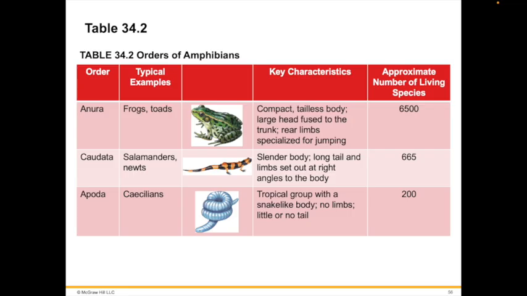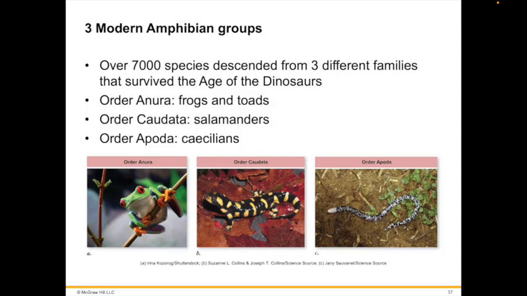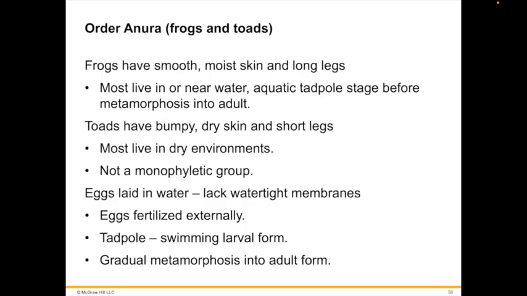So we have the orders Anura, Caudata, and Apoda, the 3 modern amphibian groups. Frogs have smooth skin that is moist, with long legs. Toads have bumpy, dry skin with short legs.